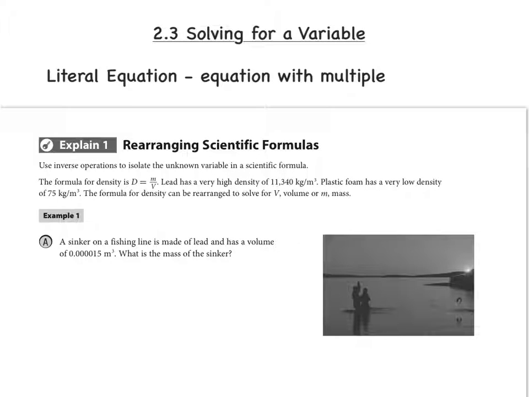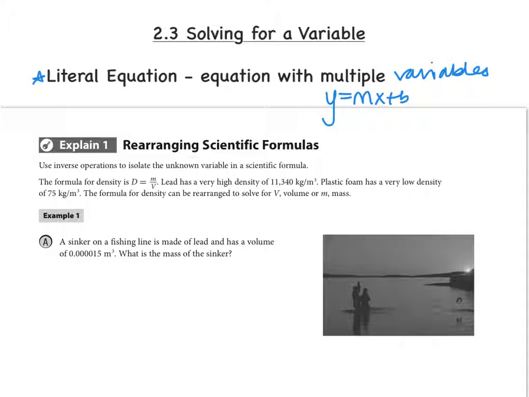All right, so here's our 2.3 lesson, solving for a variable, and the only definition you really need to know is that a literal equation is an equation with multiple variables. So kind of think formulas, like y equals mx plus b. See how that's got all variables and the only numbers there are 1? That's a type of literal equation. So for the most part, we're going to be dealing with formulas today.